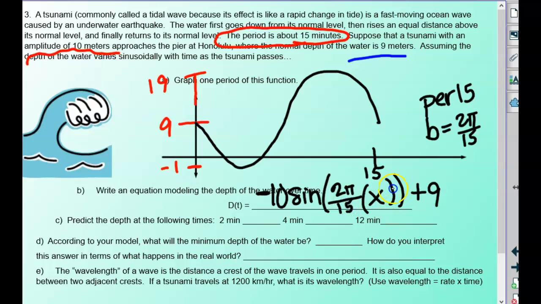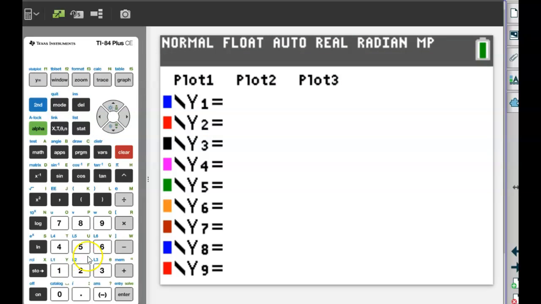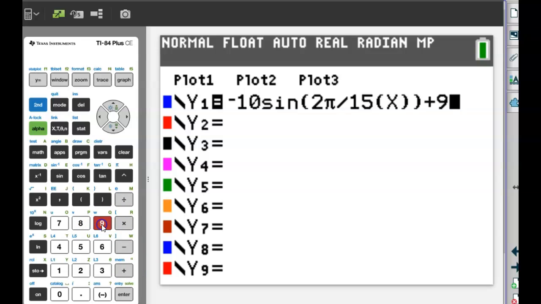No. You could leave off the inside parentheses, and I'm almost positive that it will work. All right, so the amplitude was 10. We did a sine. Oh, we did need a negative, thank you. Two pi over 15. And I'll put the parentheses and you don't put the parentheses, and we'll double check. I'm positive it's going to work. And then it was a normal depth of 9, so that's our midline. Does that seem good?